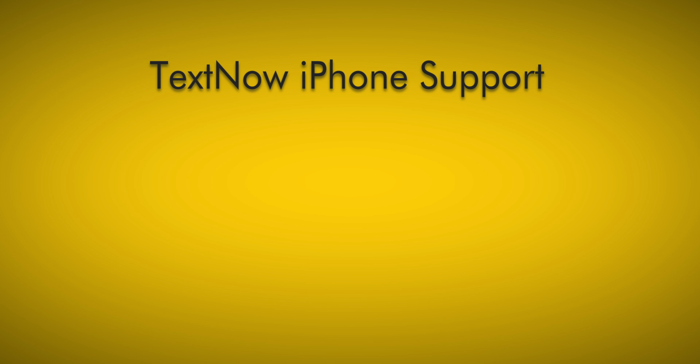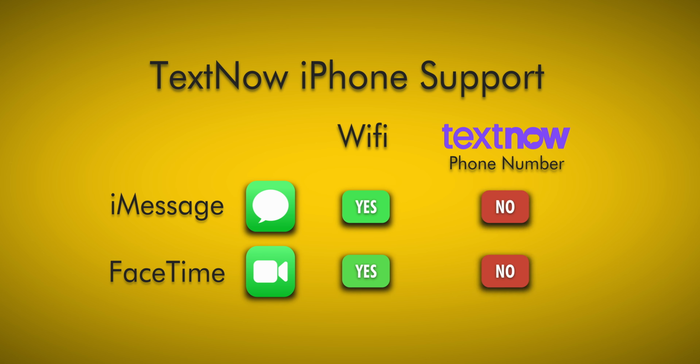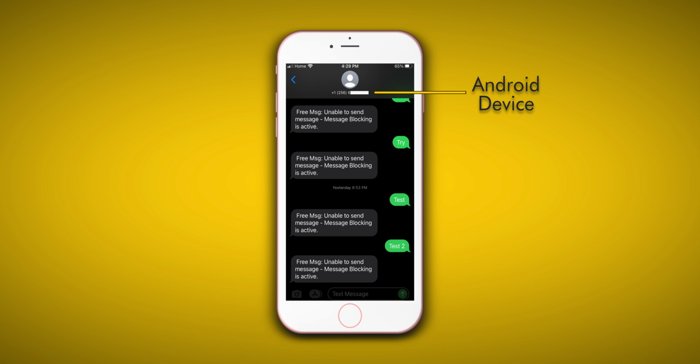First off, you need to know you'll be giving up some important iPhone features when using TextNow without a data plan, at least when you're not on Wi-Fi. The two main apps affected are iMessage and FaceTime. Both can be used on Wi-Fi, but you won't be able to use your TextNow phone number with either app. That means you'll send iMessages and FaceTime calls from the email address listed in your Apple ID, which is okay, but you can't send any messages from iMessage to Android devices at all, whether you're on Wi-Fi or not.